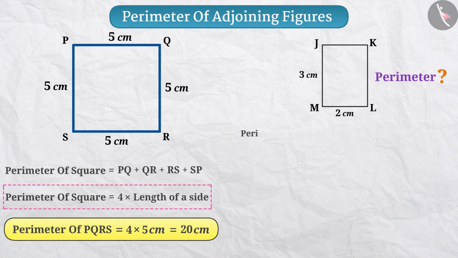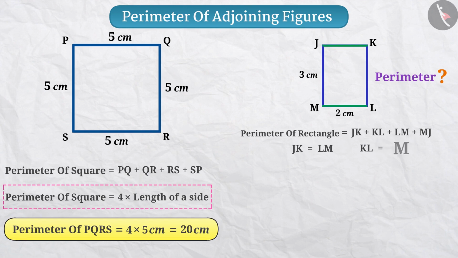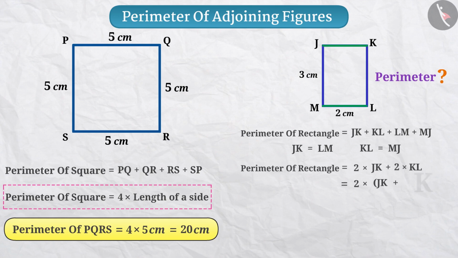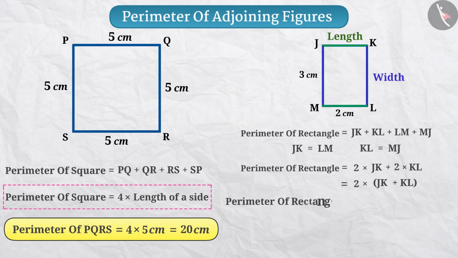Here also, the perimeter of the rectangle will be the sum of the lengths of all its sides. But the opposite sides of the rectangle are equal as JK is equal to LM and KL is equal to MJ. So, we can say that the perimeter of the rectangle is 2 multiplied by JK plus KL. If we term the side JK as the length of the rectangle and the side KL as the width of the rectangle, then the perimeter of the rectangle is equal to 2 multiplied by length plus width.